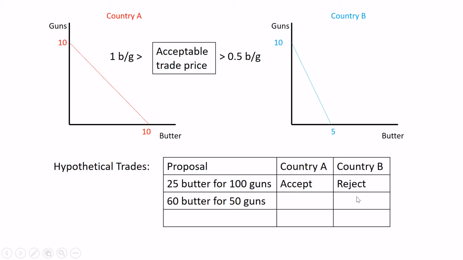So let's try another trade. What if it's 60 butter for 50 guns? Country A's maximum price was 1 butter per gun. This is 1.2 butter per gun. Country A rejects, even if B would love this deal. Now, you have to find something in between this range up here. In this case, I could say 80 butter per 100 guns. Country A accepts because it's less than 1 for 1. Country B accepts because it's more than 1/2 for 1. And thus, that becomes an acceptable trade deal.